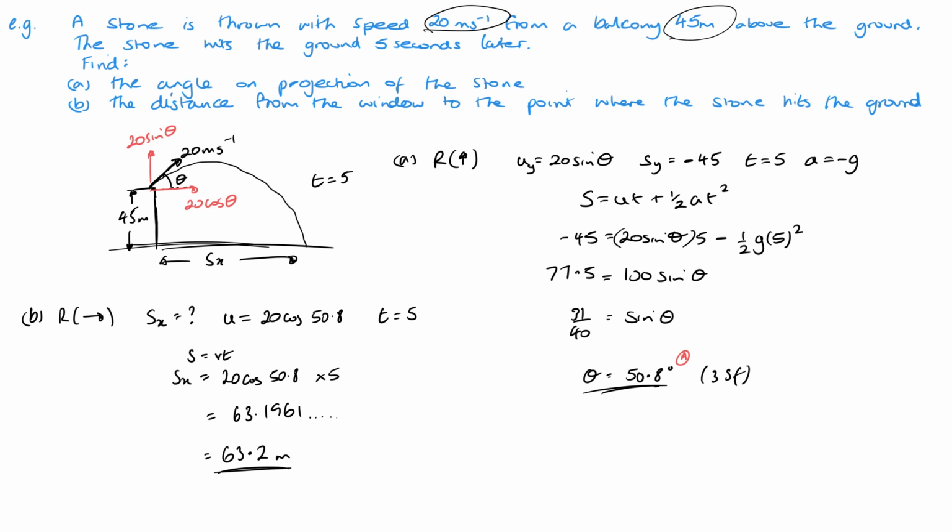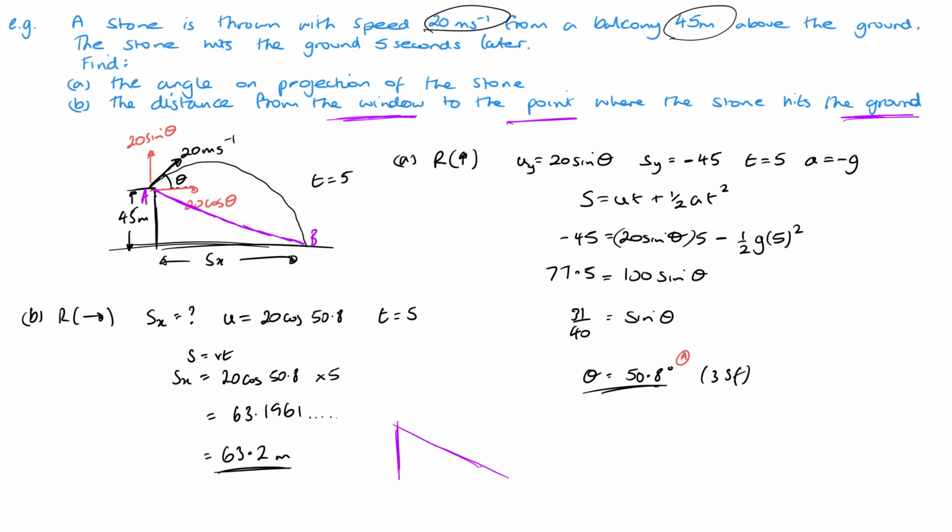And it would be very easy to make the mistake of stopping there. However, if we read the question carefully, we want the distance from the window to the point where the stone hits the ground. Now, if it said horizontal distance, we would have been done. But by the way the question is implying, it wants that actual straight line distance from what I've called A and B. So we're almost there, really.